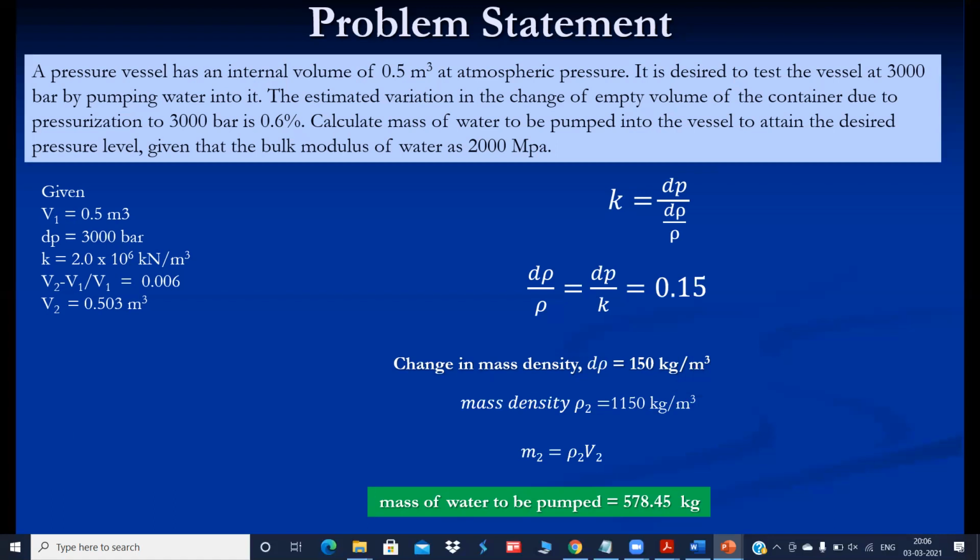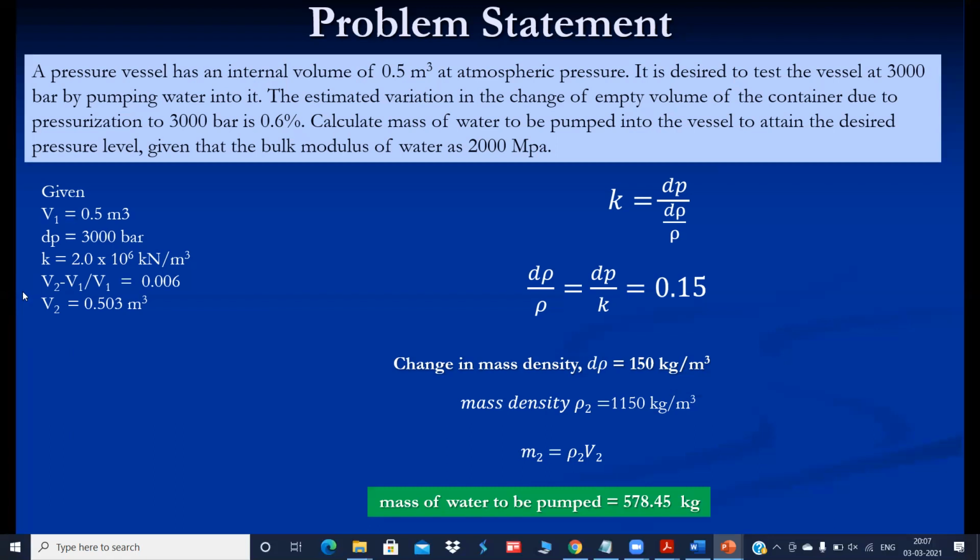This is slightly a tricky example, but if you understand the statement properly, you can solve it, because what is asked is the mass of water to be pumped. Because of pumping of water at 3000 bar, there is expansion. So we have to consider the final conditions, that is V2. And in order to calculate mass, that is rho into V, so rho2, that is after pumping, and V2 is also the expanded volume. So the mass of water to be pumped is 578.45 kg.